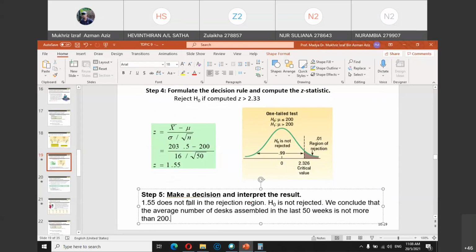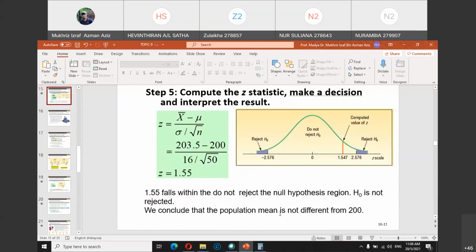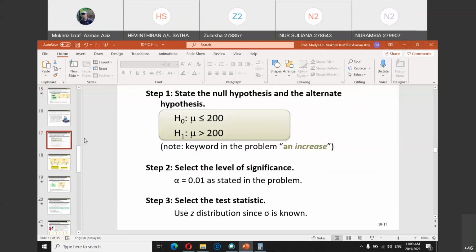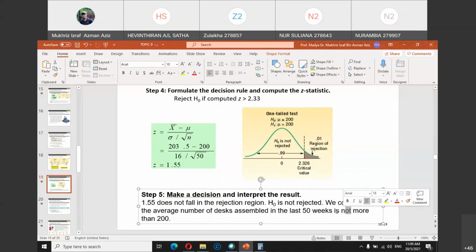But if you do not want it like this, you can just write it the way we did in the previous one: the mean is not different than 200, straight from your H1. Because your H1 says the population mean is more than 200, and you cannot reject, so it's not more than. The word more is there because it is a one-tail test on the right, but you add the word not because you cannot reject. If you reject, then you just delete the word not. Why more than?